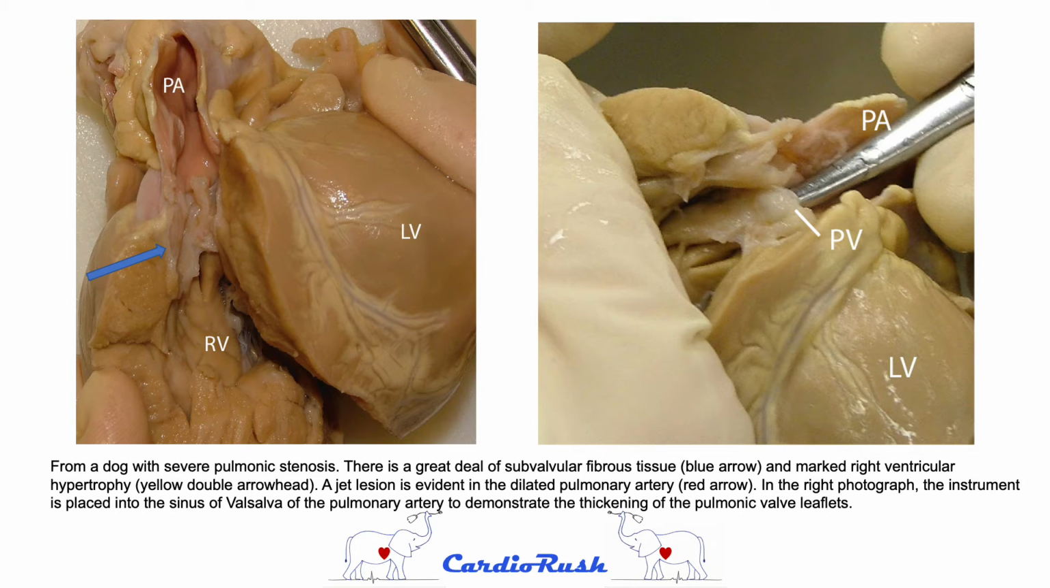There's also impressive right ventricular free wall hypertrophy noted in width by the yellow double arrow head. And on the right-hand panel, you can see the markedly thickened pulmonic valve. Pulmonic stenosis is typically a congenital lesion in dogs. Certain dogs are predisposed, including terrier breeds, English bulldogs, French bulldogs, pit bulls. German shepherds can get the disease as well.